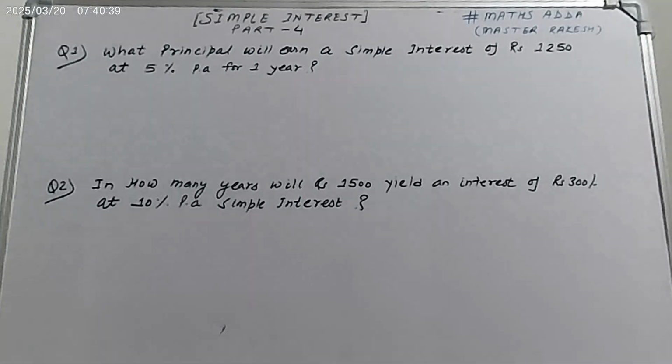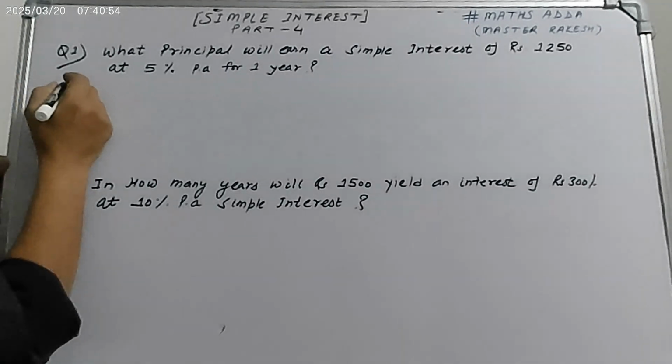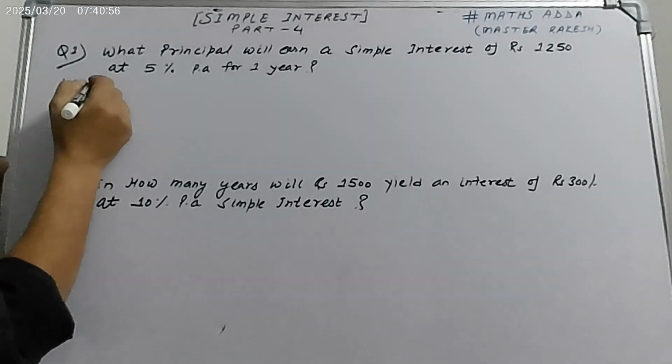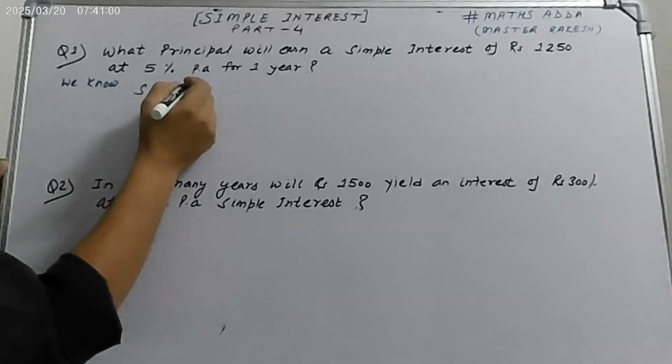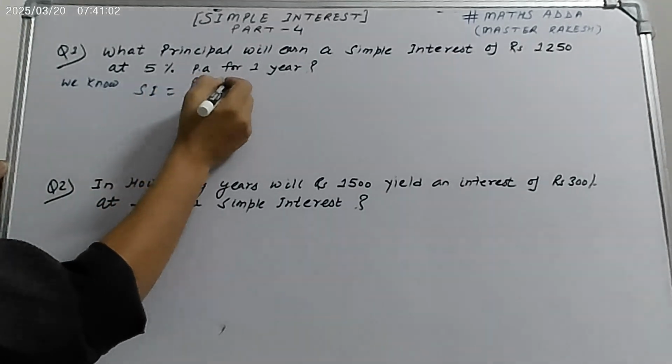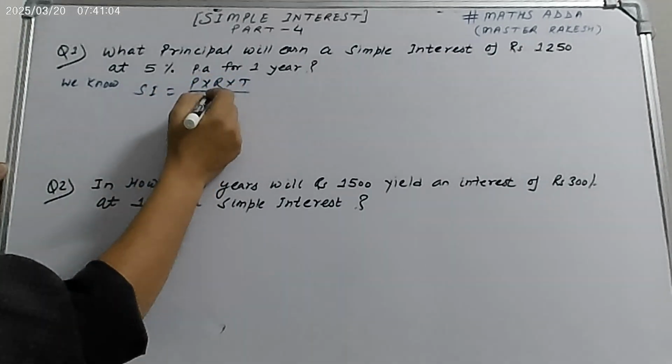What principal will earn? So SI is given as 1250, R is given 5% and T is given 1 year. So the value of P you can easily find out. We know the SI formula is equal to P into R into T upon 100.